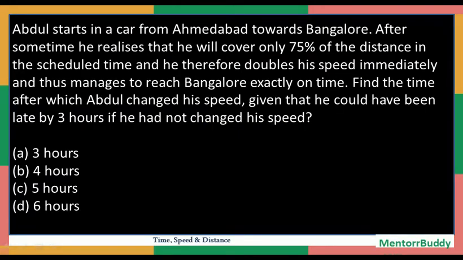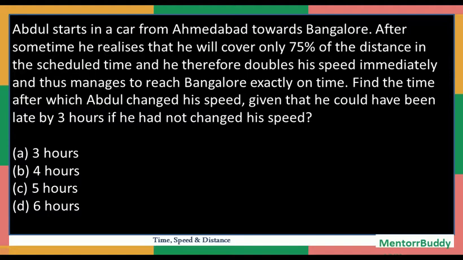The question says Abdul starts in a car from Ahmedabad towards Bangalore. After some time he realizes that he will cover only 75% of the distance in the scheduled time, and he therefore doubled his speed immediately and thus manages to reach Bangalore exactly on time.